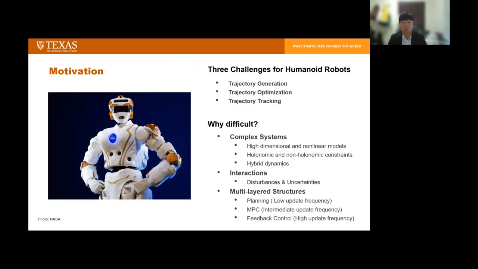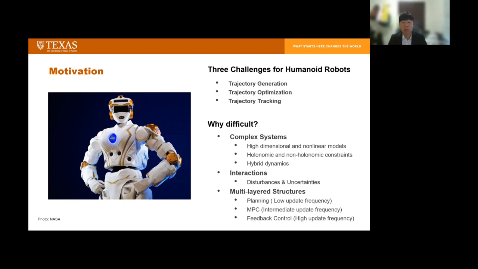Here is the motivation of my research. I'd like to introduce three main challenges for humanoid robot studies: trajectory generation, optimization, and tracking. My study aims to overcome these challenges to bring the humanoid robot into a human environment. We can think about what makes the problem more and more difficult. I think they are complex and nonlinear robotic systems, interaction with the environment or other agents, and multi-layered architecture.